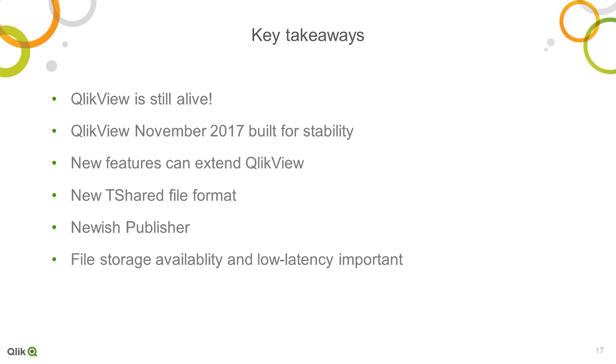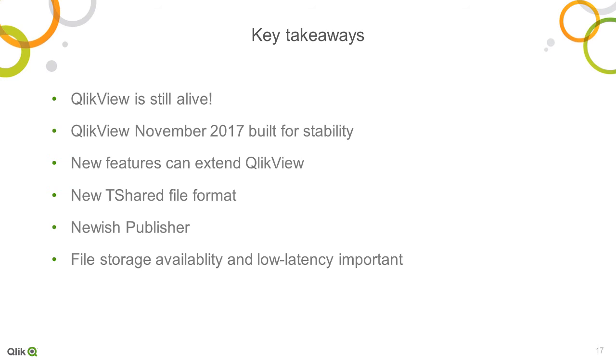QlikView November 2017 is built for stability. It introduces a relatively low number of new features, but it enables a lot of new functionality in the background that will help to make your QlikView deployment way more resilient than it has been before. The new shared file format will help stabilize your shared file usage. The new overload protection in Publisher will help stabilize Publisher so that it doesn't run itself into the ground by overloading the system.